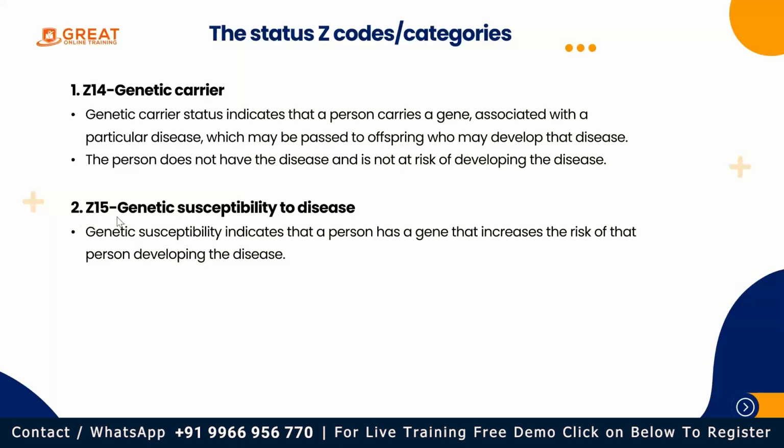Second, Z15. Z15 is for genetic susceptibility to disease. Genetic susceptibility indicates that a person has a gene that increases the risk of that person developing the disease. Okay. Z14 is for genetic carrier, which states that the person carries some gene associated with a particular disease. But Z15 is for genetic susceptibility to disease.